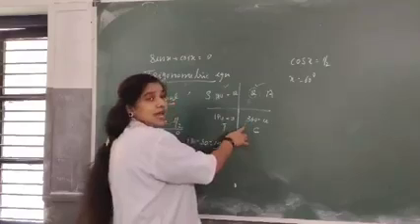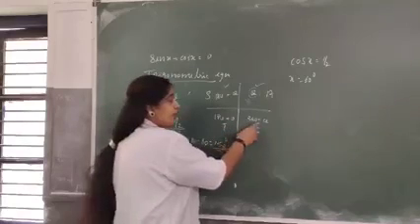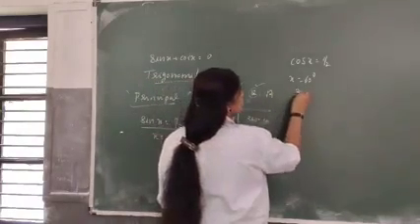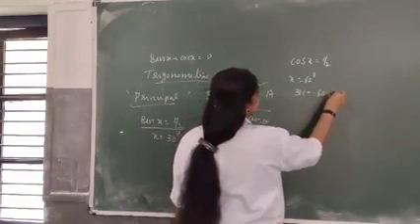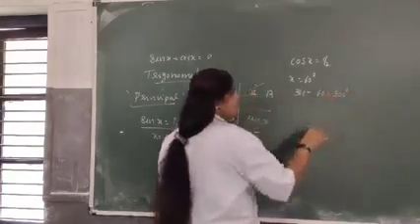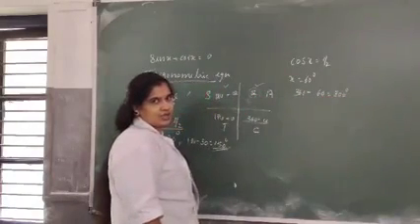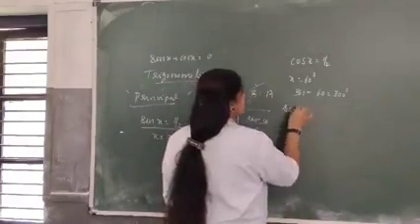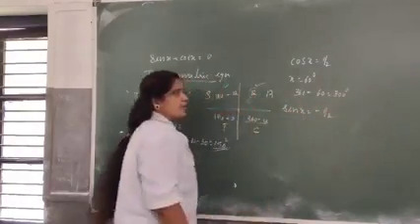Then another solution lies in the fourth quadrant. How will you write the fourth quadrant angle? 360 minus theta. The second solution is 360 minus 60, that is 300 degrees. Is it okay? Then see, sine x equal to negative 1 by 2.